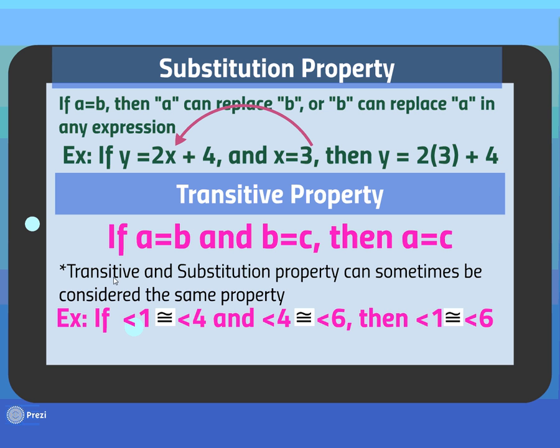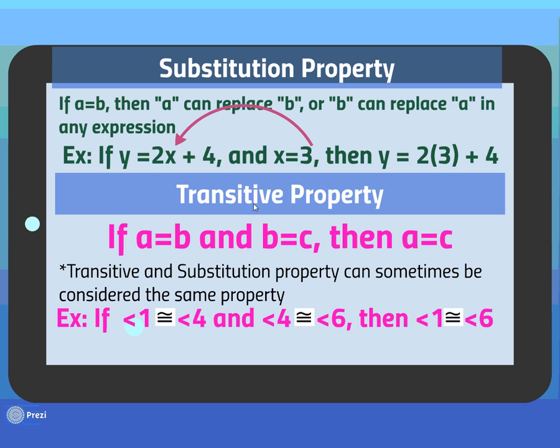So this is how it goes. If A equals B and B equals C, then A equals C. So if A equals B, B equals C, then A equals C. So it kind of has this flow. If you have two statements that equal the same thing, then they have to equal each other. So it's kind of like substitution in a way.